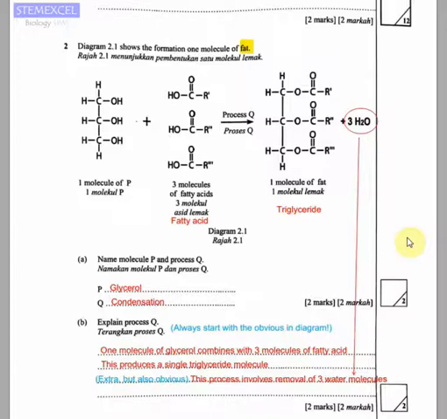Okay, so you need to explain process Q, which is the condensation process. And as I mentioned in other videos, always start with what is obvious from the diagram. What is obvious from this diagram is you have one molecule P plus 3 molecules of this, and you get one molecule of fat. So you state exactly that. You can say one molecule of glycerol combines with 3 molecules of fatty acid. That will be 1 point. And then this produces a single triglyceride molecule, which is important. That's why you need to identify it.